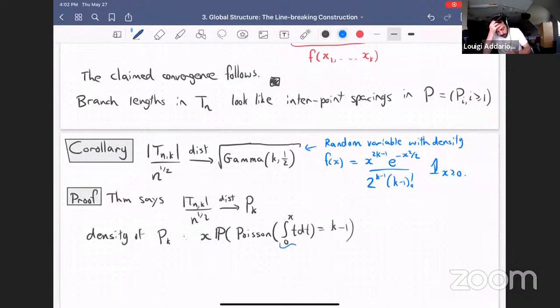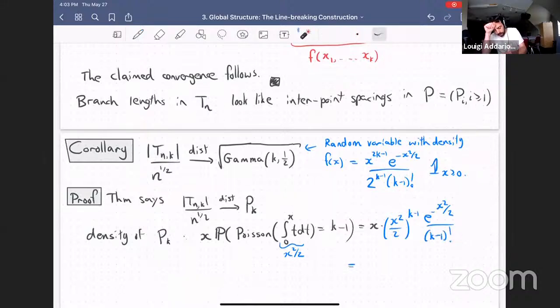Okay, so this is Poisson. We're asking a Poisson x squared on 2 to equal k minus 1. So that's that initial x out the front, and then we have x squared on 2 to the k minus 1, e to the minus x squared on 2, on k minus 1 factorial. Okay, and that is exactly the expression we see up here: x to the 2k minus 1, e to the minus x squared on 2, to the k minus 1 factorial.